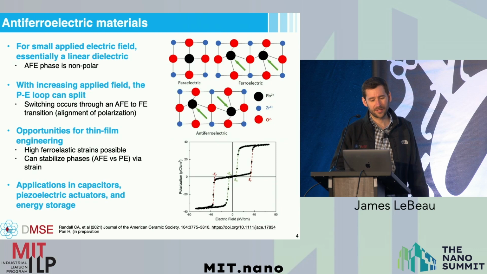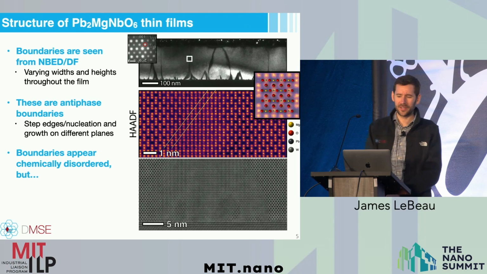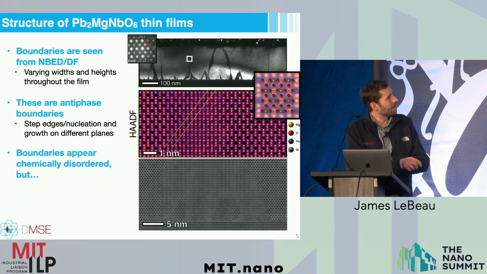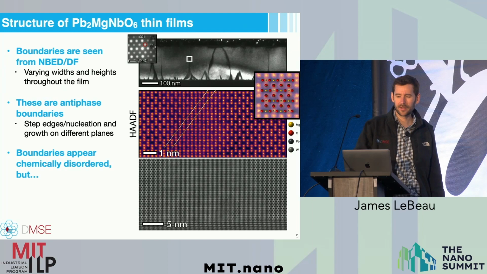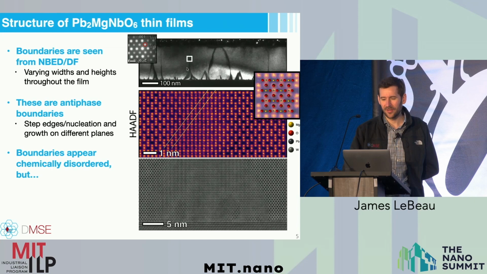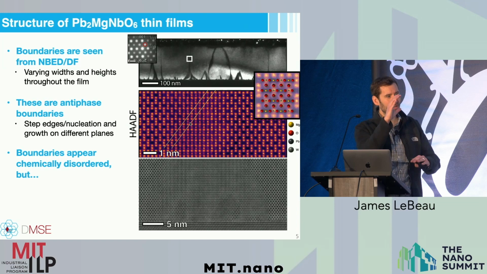And this is just one example of one of these antiferroelectrics that we've been studying. It's lead magnesium niobate thin film, so lead magnesium niobium. But what we found is that there are these boundaries in these thin film materials. These boundaries, as we found from HAADF, the standard imaging technique, are antiphase boundaries. What that means is that the crystal unit cell is misaligned by half a unit cell along those planes, essentially.